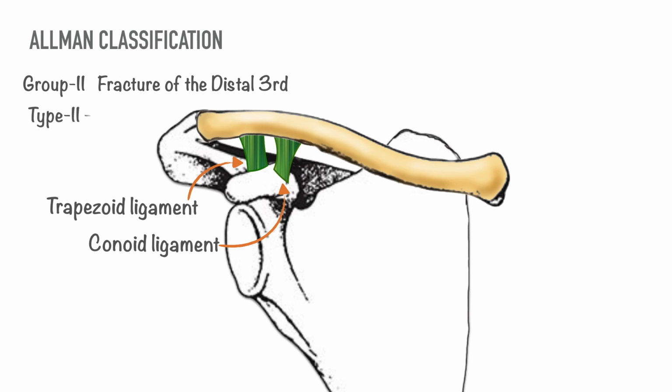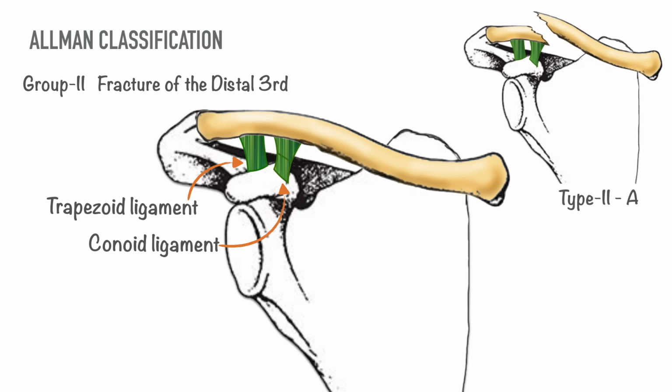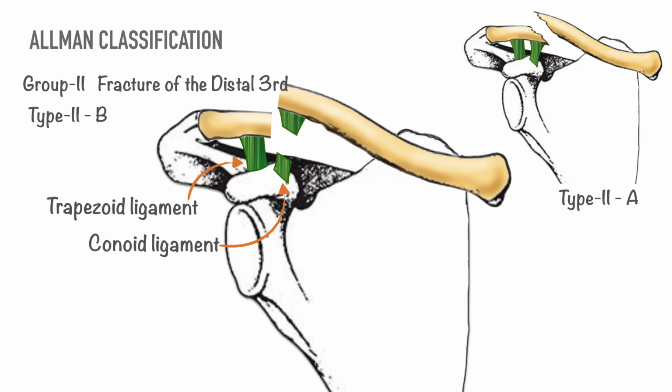Type 2 includes displaced fractures with the fracture line medial to the coracoclavicular ligaments. These have a higher incidence of non-union and are further classified into type 2A and 2B. In 2A fractures, the conoid and the trapezoid ligaments are attached to the distal segment. In type 2B fractures, the conoid ligament is torn, but the trapezoid ligament is attached to the distal segment.